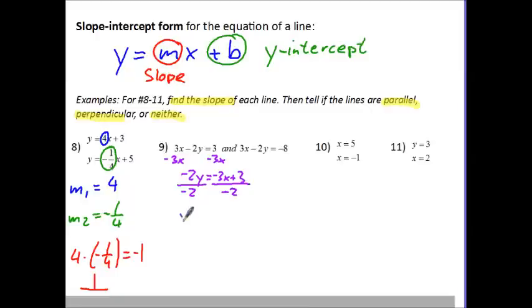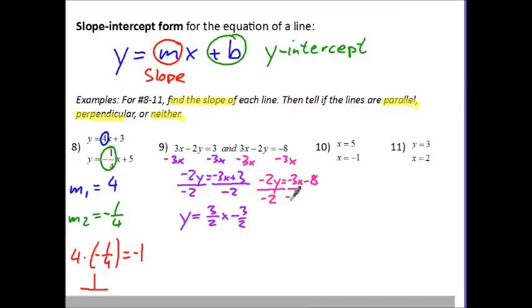So our answer, our rewritten equation here, is y is equal to positive 3 over 2 x minus 3 halves. And we're going to do the exact same thing for the other equation. First, we're going to subtract 3x from both sides. We get negative 2y is equal to negative 3x minus 8. Divide everything by the coefficient of y, negative 2.